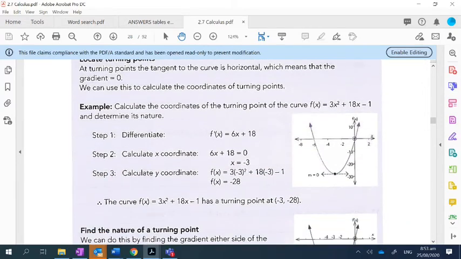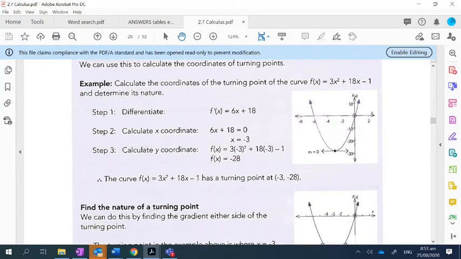So let's look at an example here. Calculate the coordinates of the turning point of the curve, and then they give you a function, to determine its nature. If you look at this function, the highest exponent is at what?